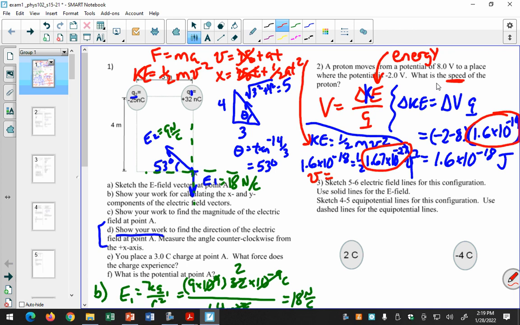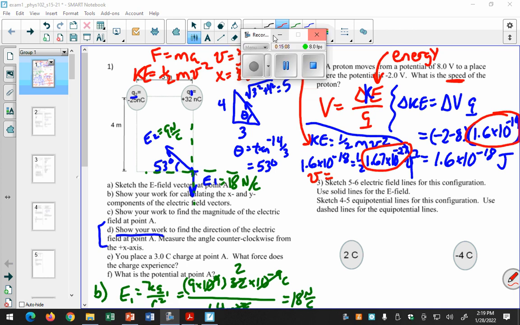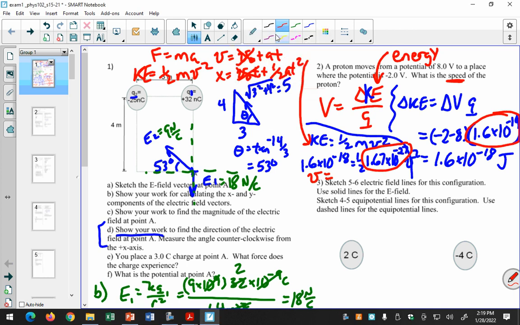Okay, and now finally, let's do this, and then we'll wrap up and make it a really short help session. Oh gosh, this is really short. So we sketch 5 to 6 electric field lines for this configuration and use solid lines for the E field, and then sketch 4 to 5 potential lines. We did this in class, or in lab rather. We did it in class too.